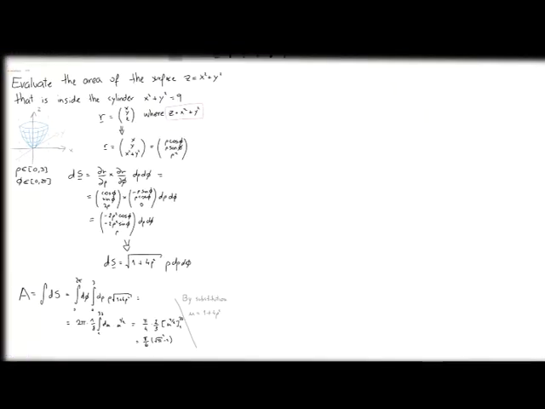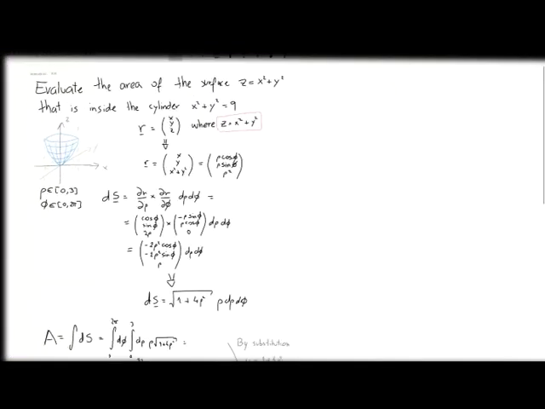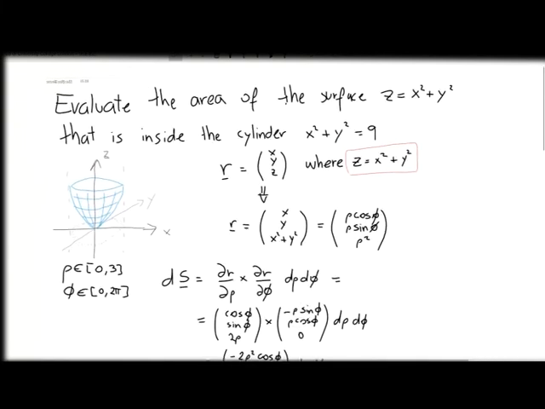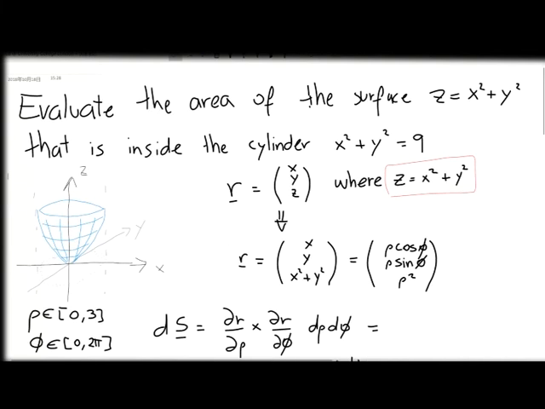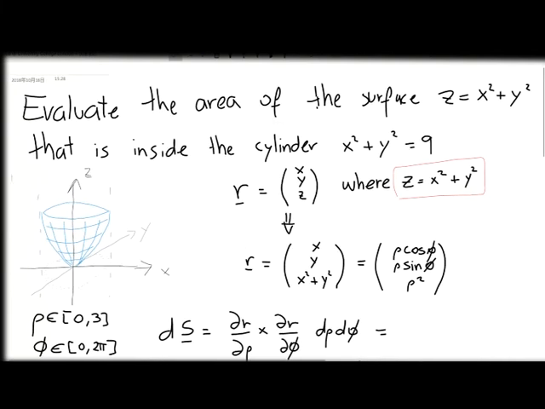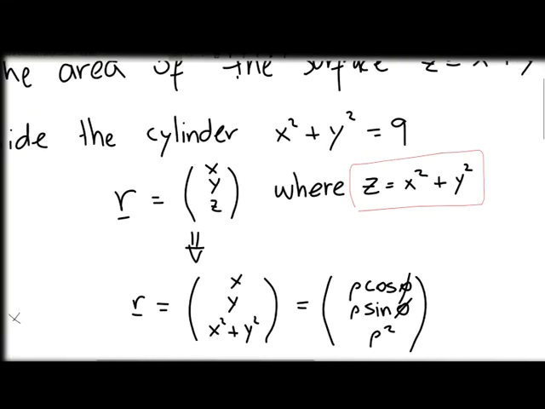The same happens when you increase the dimensions in which you're integrating over. Surface integrals integrate over 2 dimensions, and therefore all components should have a maximum of 2 dimensions as well. Take this example. Evaluate the area of surface z equals x squared plus y squared, that is inside cylinder x squared plus y squared equals 9. The question already tells you how to parameterize.